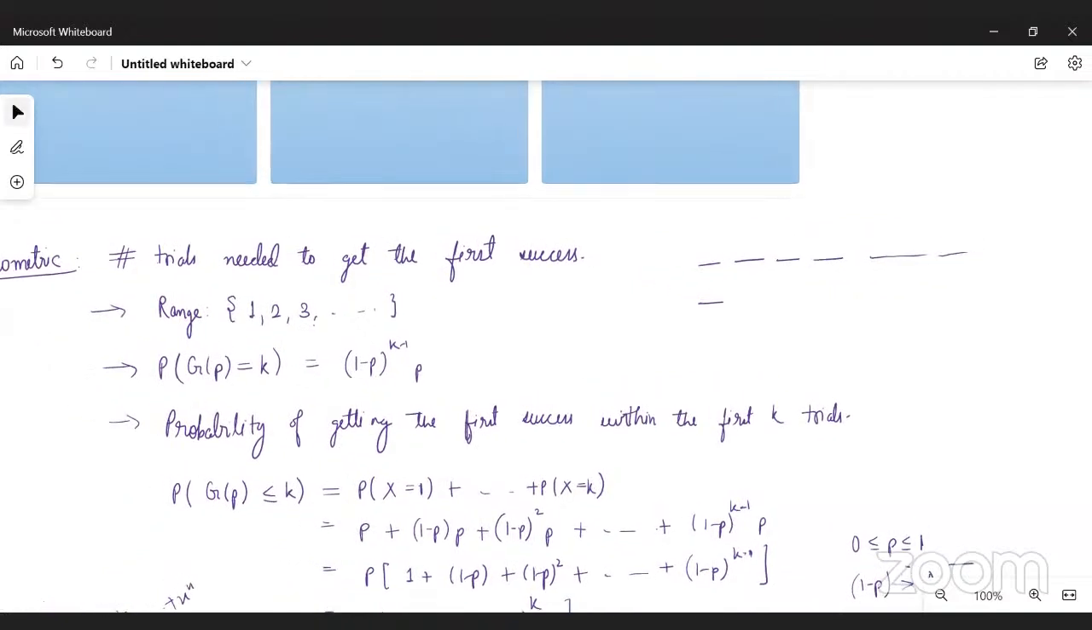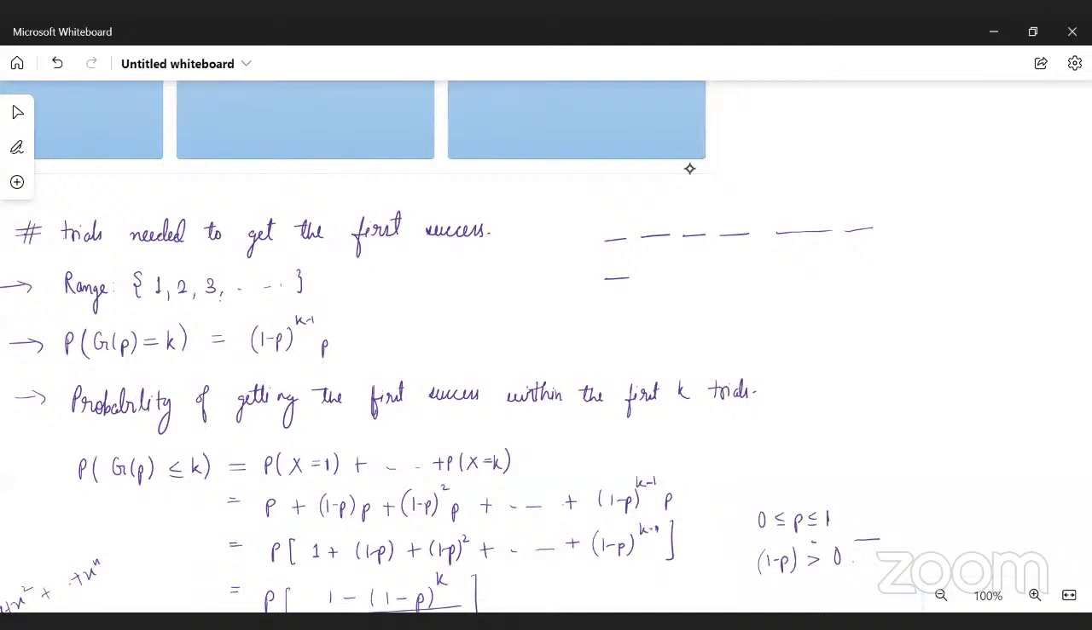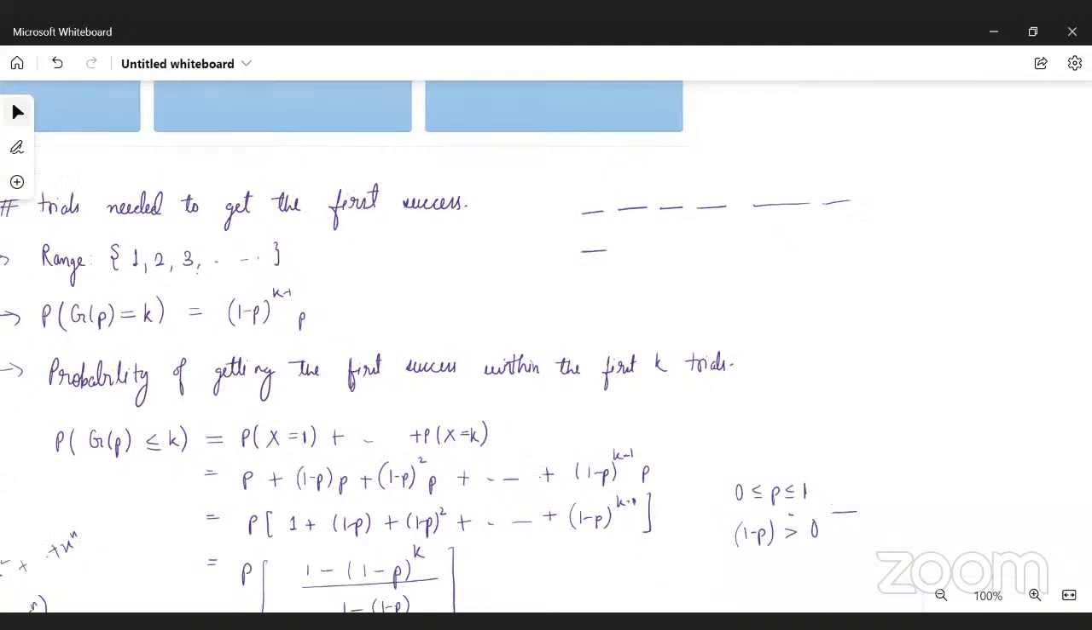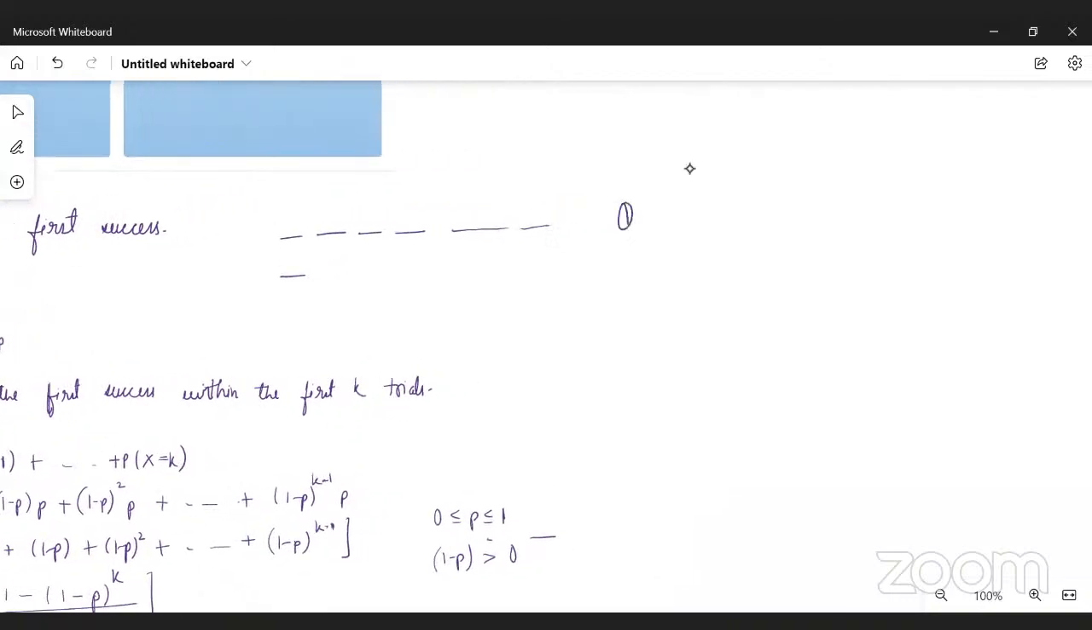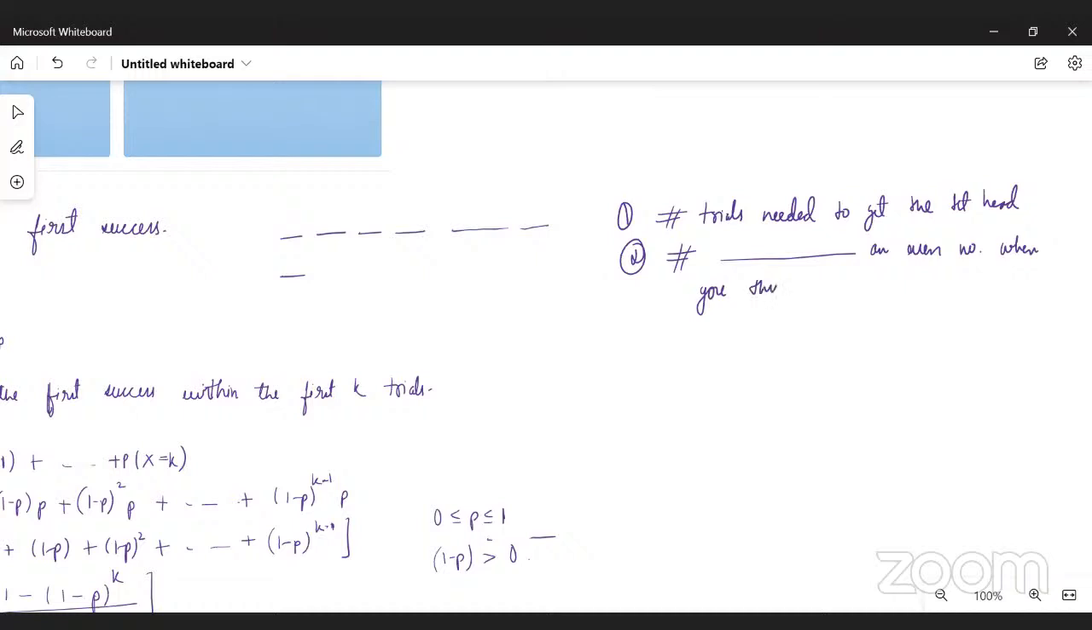Yeah. In the case of the geometric distribution, it models the number of trials needed to get the first success. For example, the number of trials needed to get the first head. A second example: the number of trials needed to get an even number when you throw a die. If you look at such situations, how many trials are needed to get the first head?